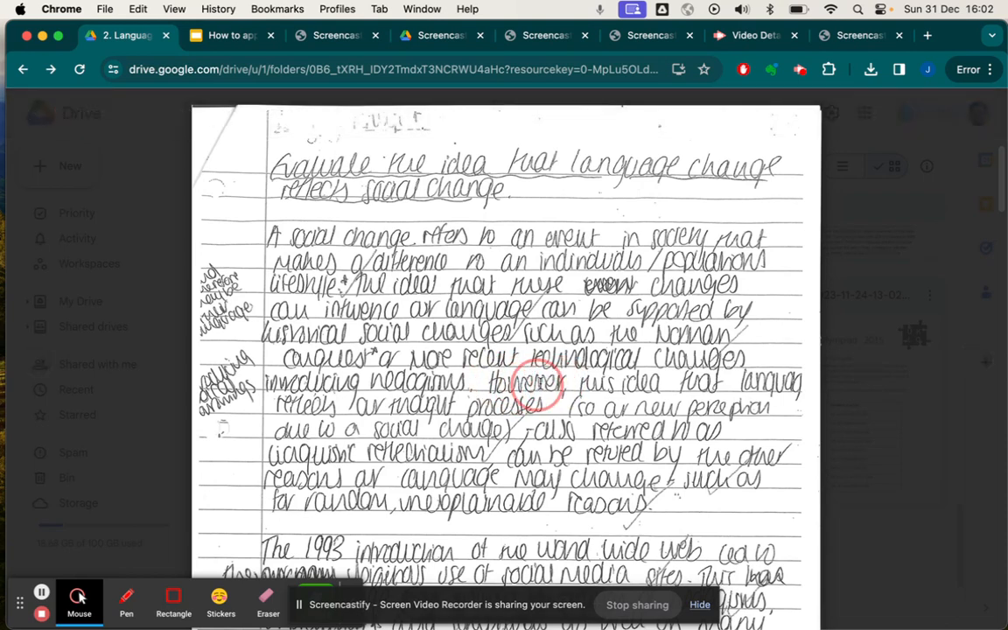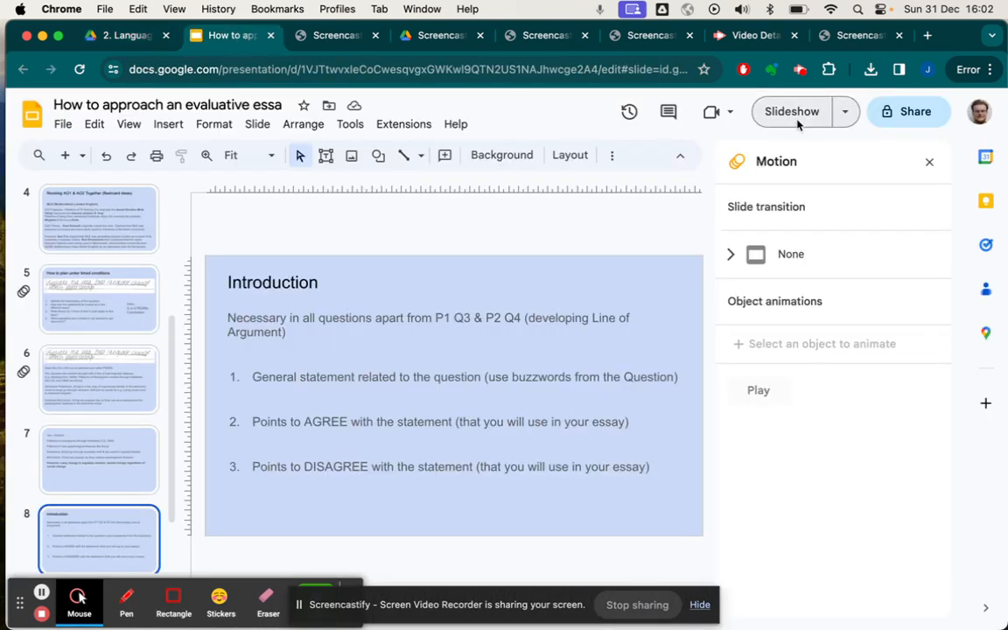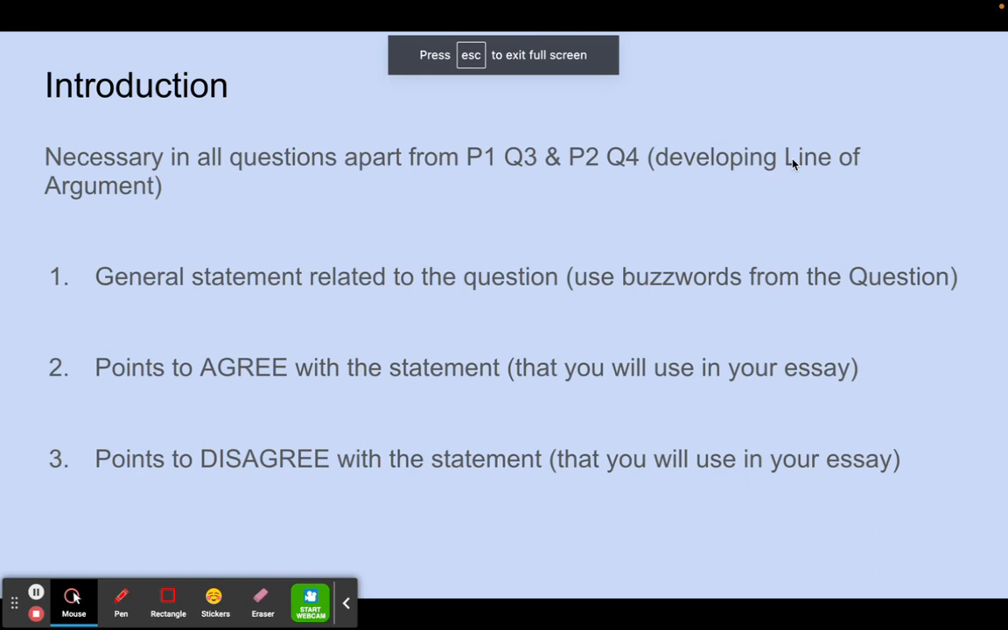Okay. Use this word in your introductions, in your evaluative essay introductions, to show that you are evaluating right from the get-go. And then this person goes on to talk about the fact that language reflects thought processes and all of those things like that. So it's a different line of argument that they're going for there. Okay, so that is what your introduction should look like. Let's move on to a conclusion.